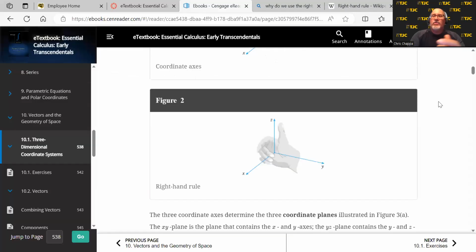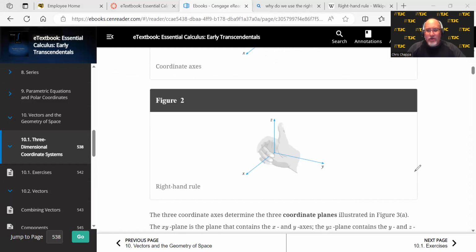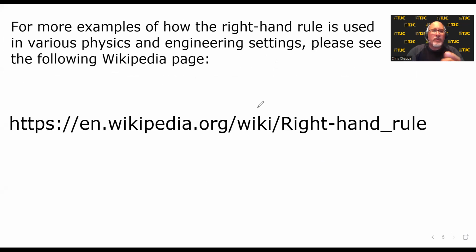This is from the E version of the textbook available in the Canvas class that I'm currently teaching. But if you were to take your right hand and wrap it around the z-axis so that your fingers wrap around the positive x-axis and then the positive y-axis, then the direction of your thumb is where the positive z-axis is.